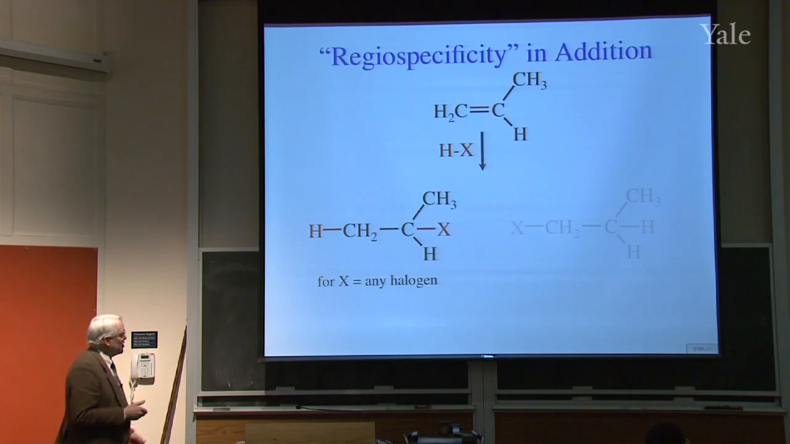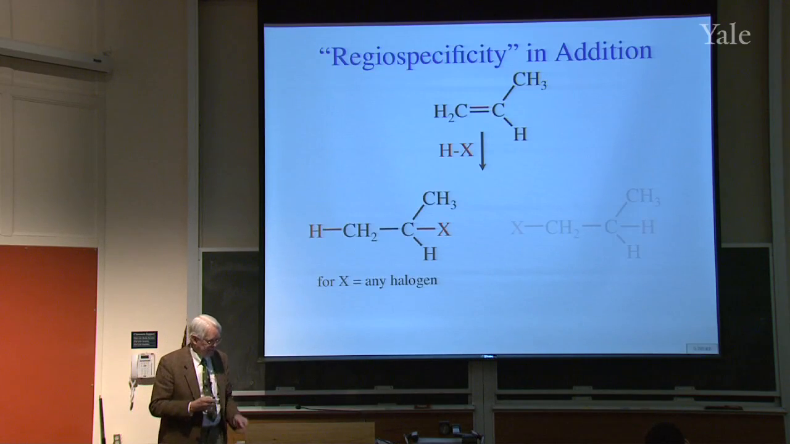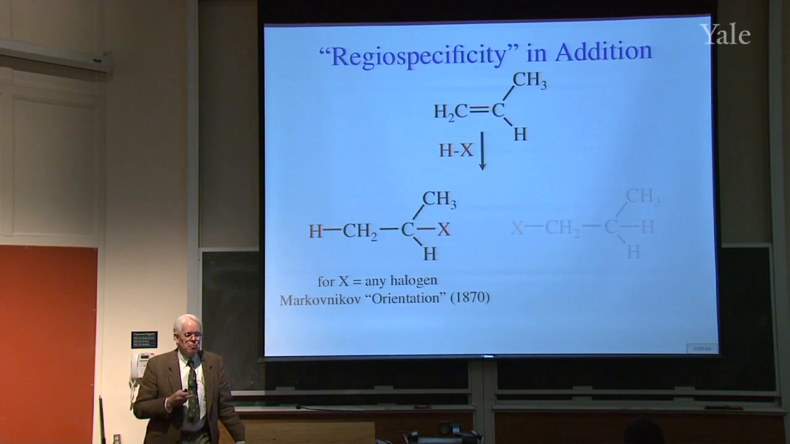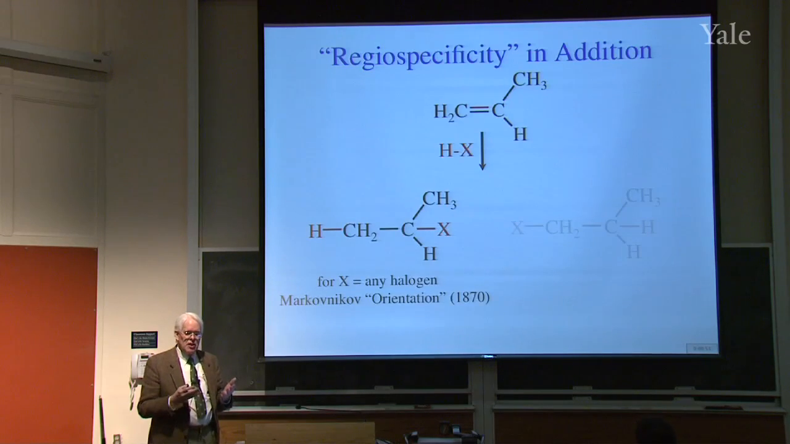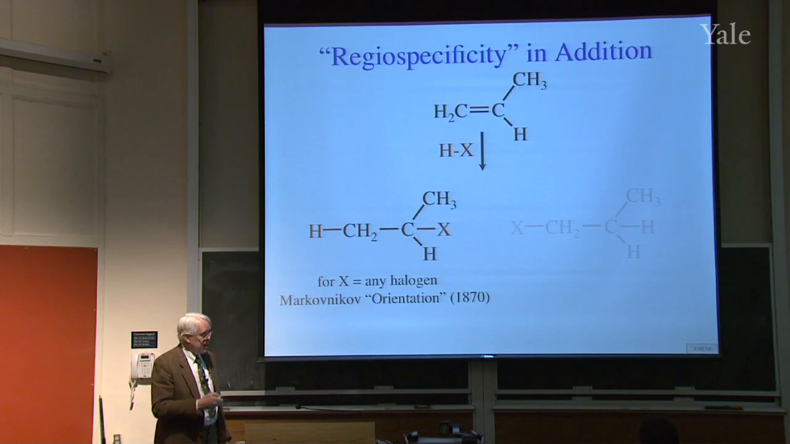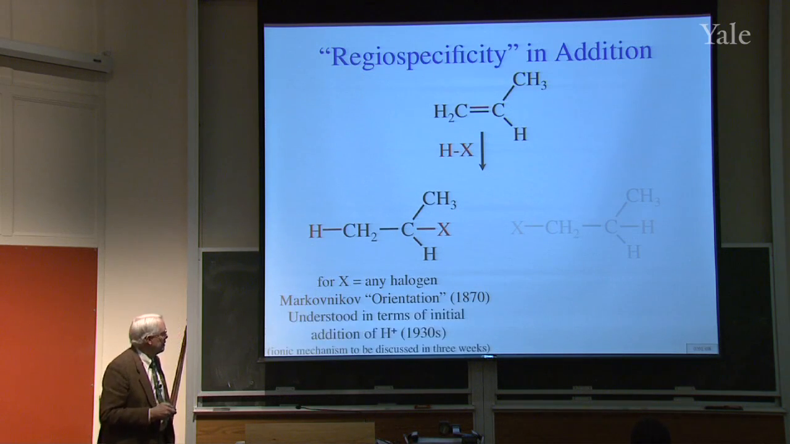And it turns out that for any halogen that can undergo addition, there's a principle called Markovnikov orientation, after a Russian chemist of the latter part of the 19th century. He discovered this in 1870, just about the time that people knew about structures, of course, that what you tended to get was the more substituted halide. That is, the X went to the carbon between these two that has more substituents on it, right?